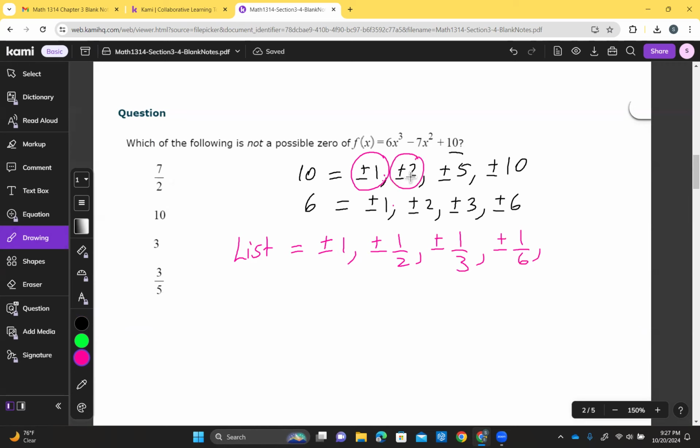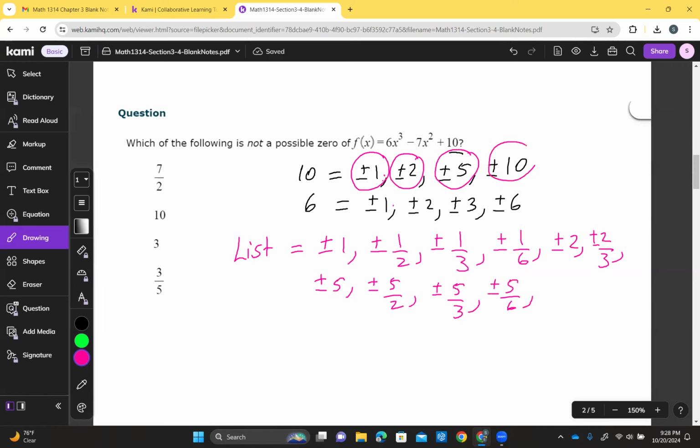Next, we have the 2. 2 divided by 1 is 2. 2 divided by 2 is 1. It's already here. 2 divided by 3 is 2/3. 2 divided by 6 is 1/3, and it's already here. Next is 5. 5 divided by 1 is 5. 5 divided by 2 is 5 over 2. 5 divided by 3 is 5 over 3. 5 over 6 is 5 over 6.